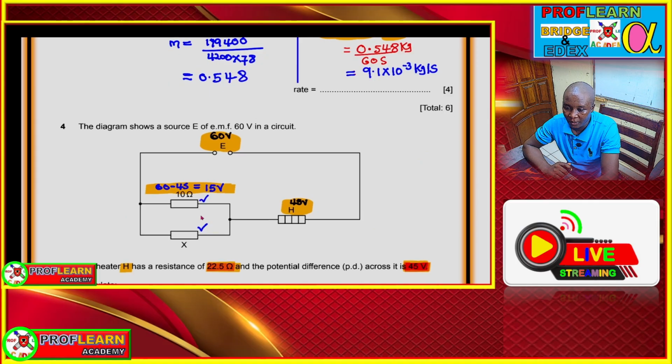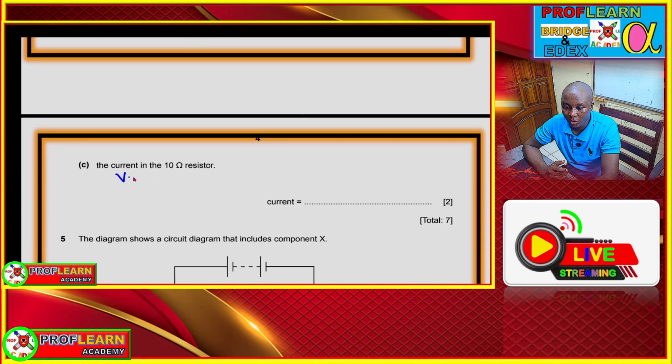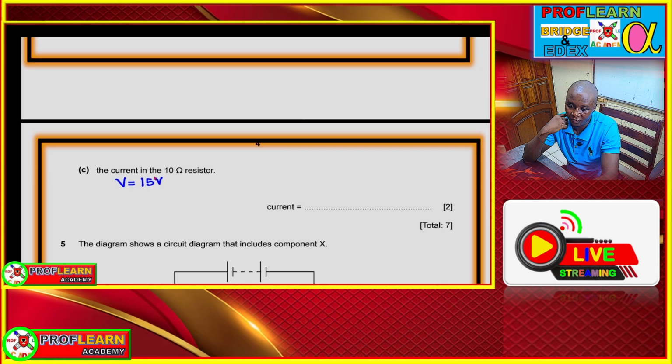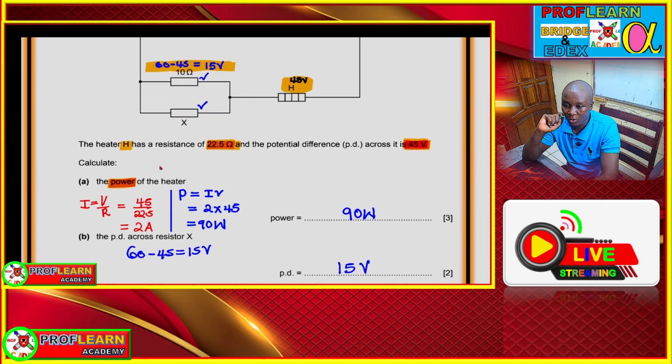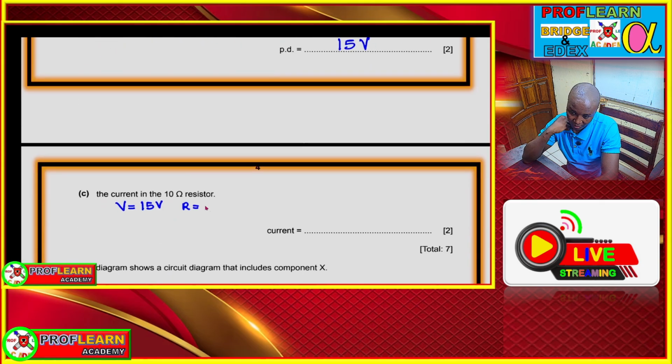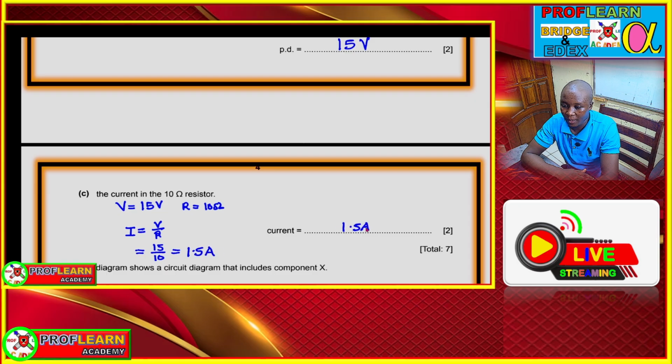Moving further, this will be 15. Those two will be 15 because they are parallel. Then we are going to look at current in the 10 ohm resistor, but we know voltage in the 10 ohm resistor is 15, which we had shown there. And then resistance is 10 ohms. Then we can say current is going to be 15 over 10, and that's going to be 1.5 amperes, the current for that.